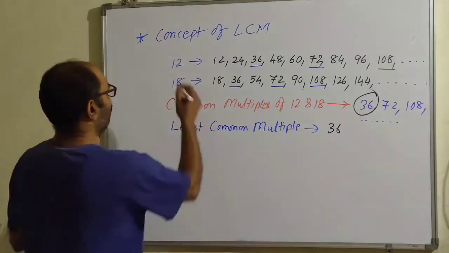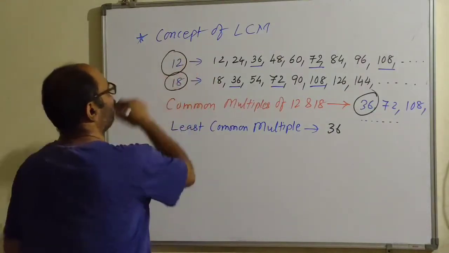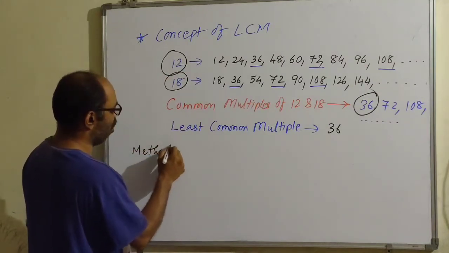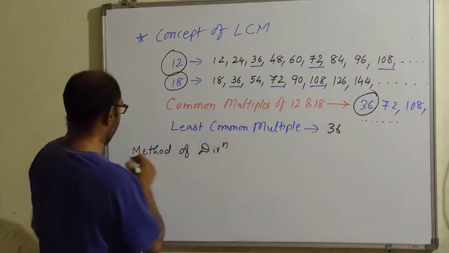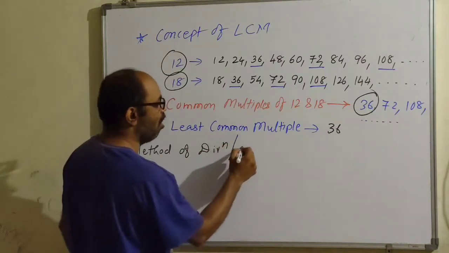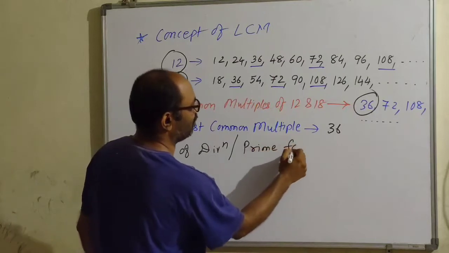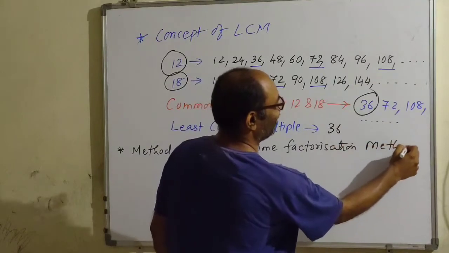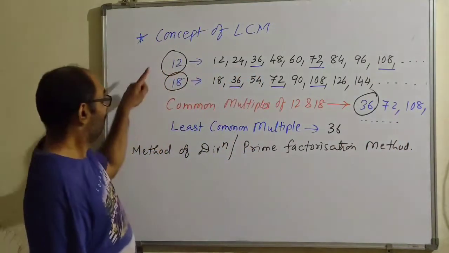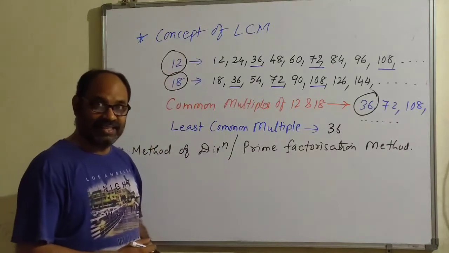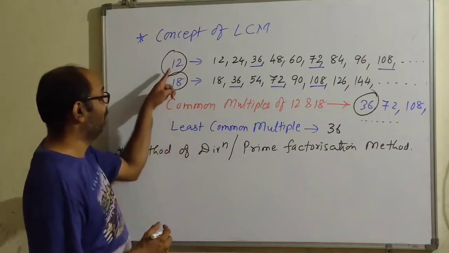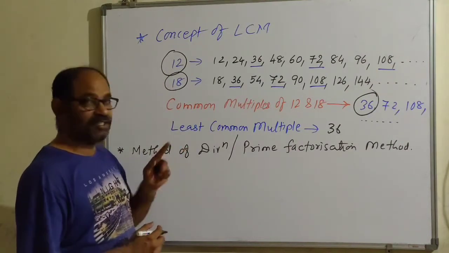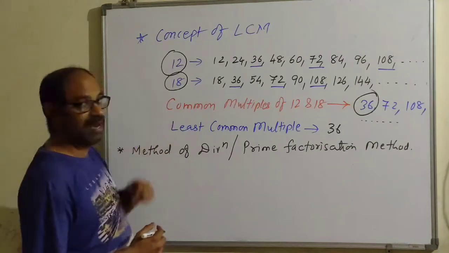Well, let's find out the LCM of 12 and 18. This method is called the method of division, or the prime factorization method. All right, children. The two numbers are 12 and 18. How to find the least common multiple? How to find the LCM of these two numbers?